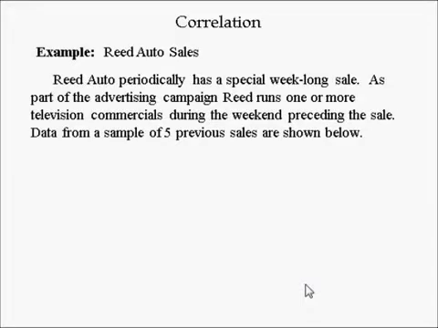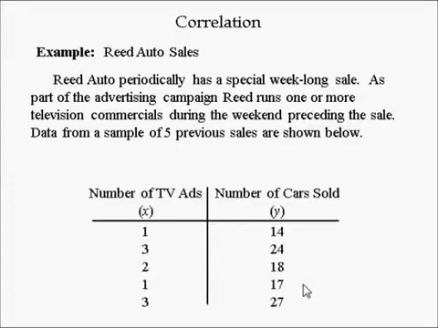Reed Auto Sales has figured out that the more they advertise, the more cars they generally sell. According to the sample of data they have collected, the company sold 14 and 17 cars when it ran one TV ad, sold 18 cars when it ran 2 TV ads, and sold 24 and 27 cars when it ran 3 TV ads.